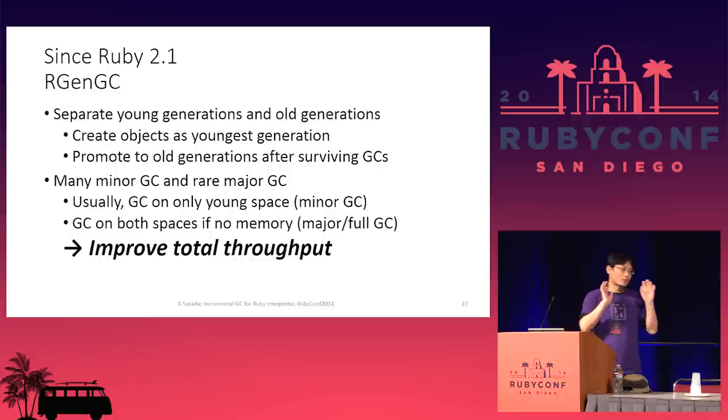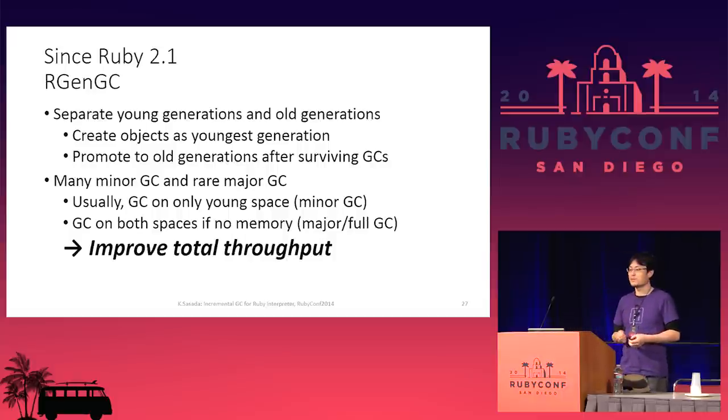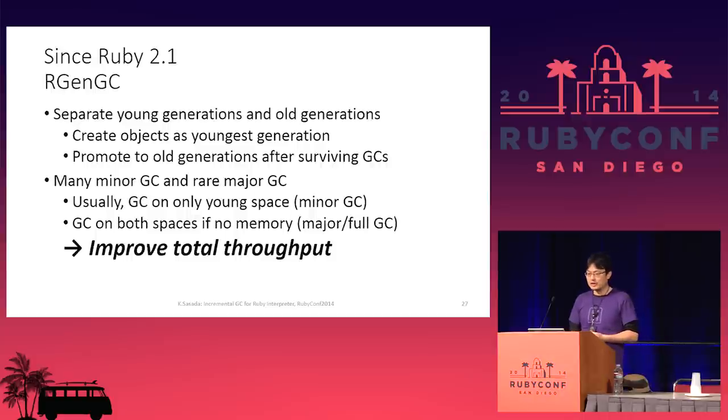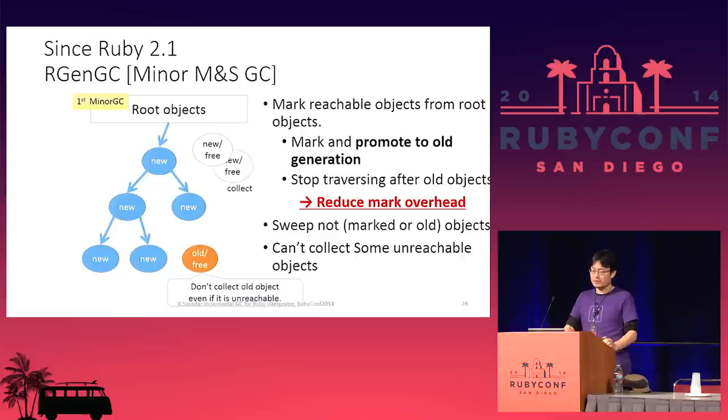If so, usually we can GC only the young space. We call it minor GC. And if there is no memory, then we collect everything. We call it major GC or full GC. This approach improves the total throughput. So this is a figure of the generational GC.